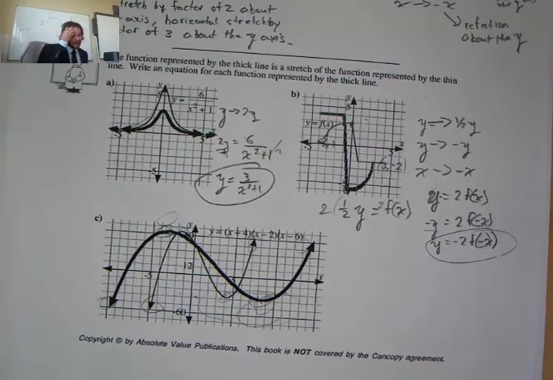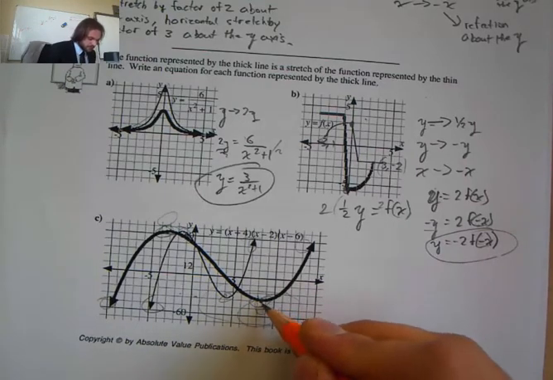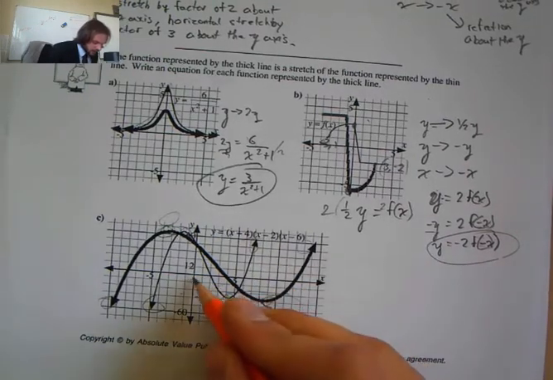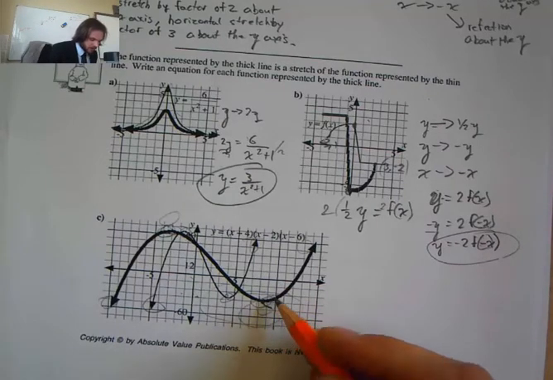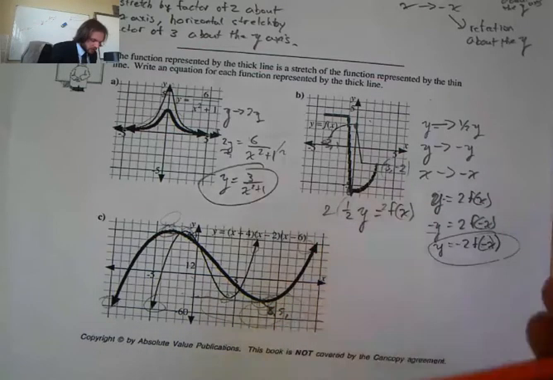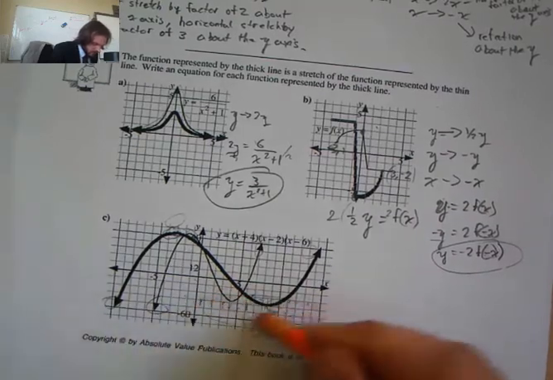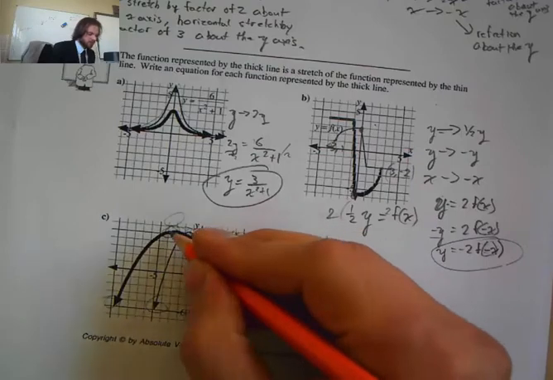Now let's take a look at if there's any vertical stretches. I look at this vertex here. This is, let's see, well, it's somewhere around there, maybe 8.5, and this is a total of, I don't know, 45. Well, my vertical, if I look at this here, we're at the same height. So there is no vertical stretch.